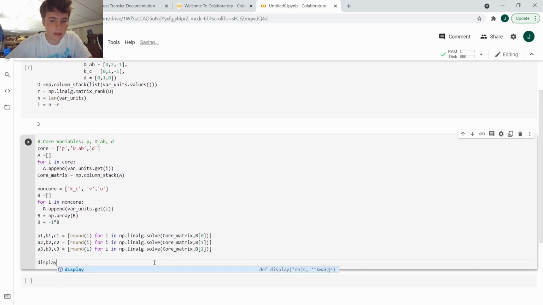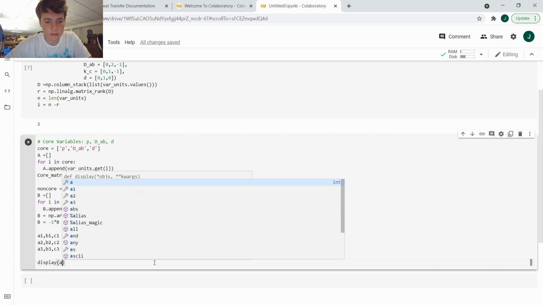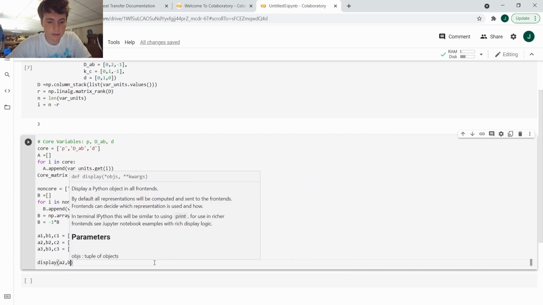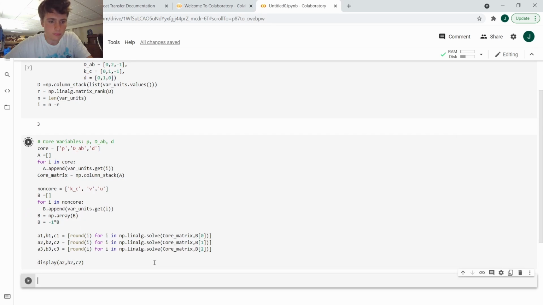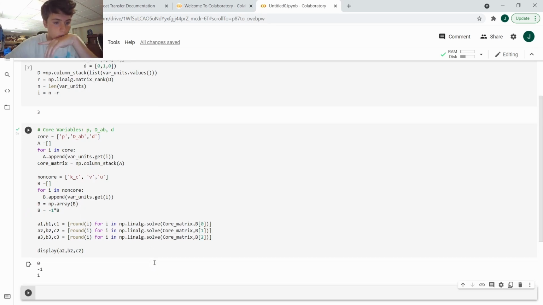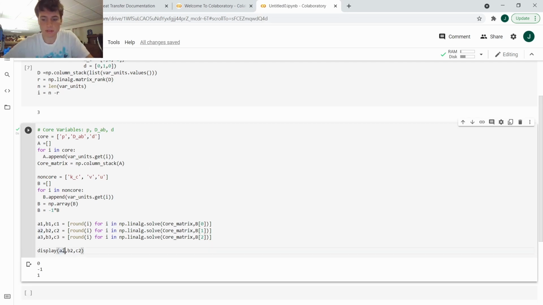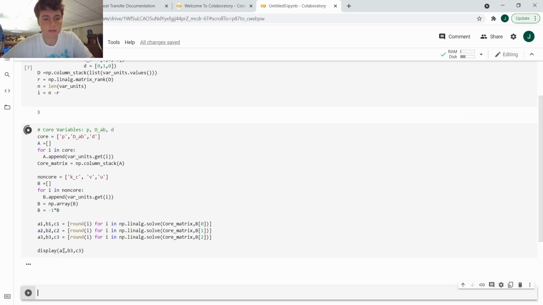So let's display, see what our exponents are for the second dimensionless variable. So we'll just display all these. 0, -1, and 1. So that would be the diameter over the diffusivity multiplied by our non-core variable, which is velocity. And then we can see what our exponents are for our third dimensionless variable. 1, -1, -1. So that's our non-core variable viscosity over diffusivity over d.